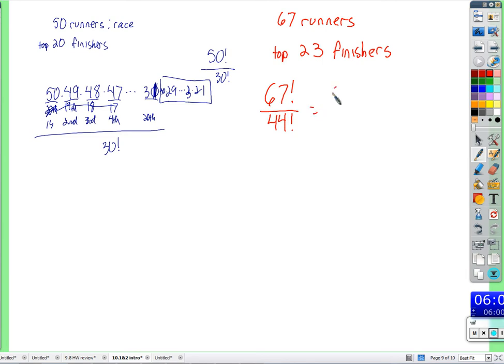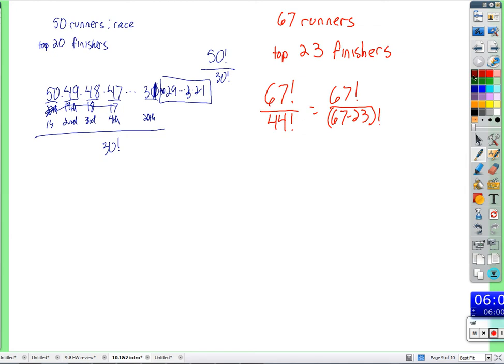67 minus 23, so you did 67 factorial over 67 minus 23, whatever that was, factorial. Right? Because if we take the 23 away from 67, that tells us how many positions at the end, the bottom, do we want to cancel out. So we figure that that's 44. We're going to cancel out the bottom 44, from 44 all the way down to 1. We only want 67, 66, 65, all the way down to 45. So we cancel out 44 all the way down to 1.